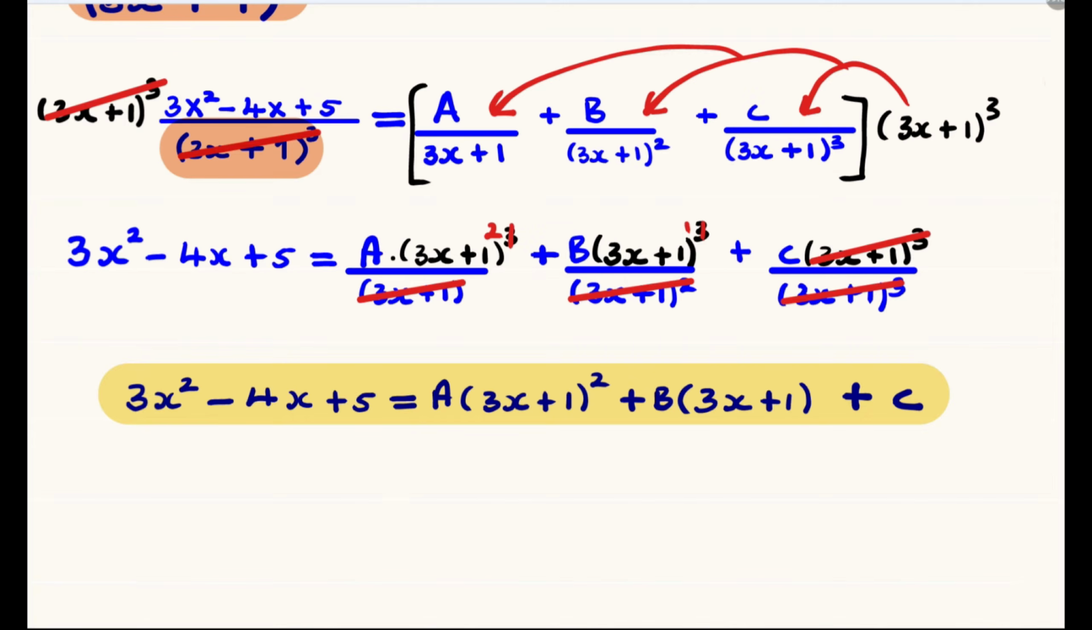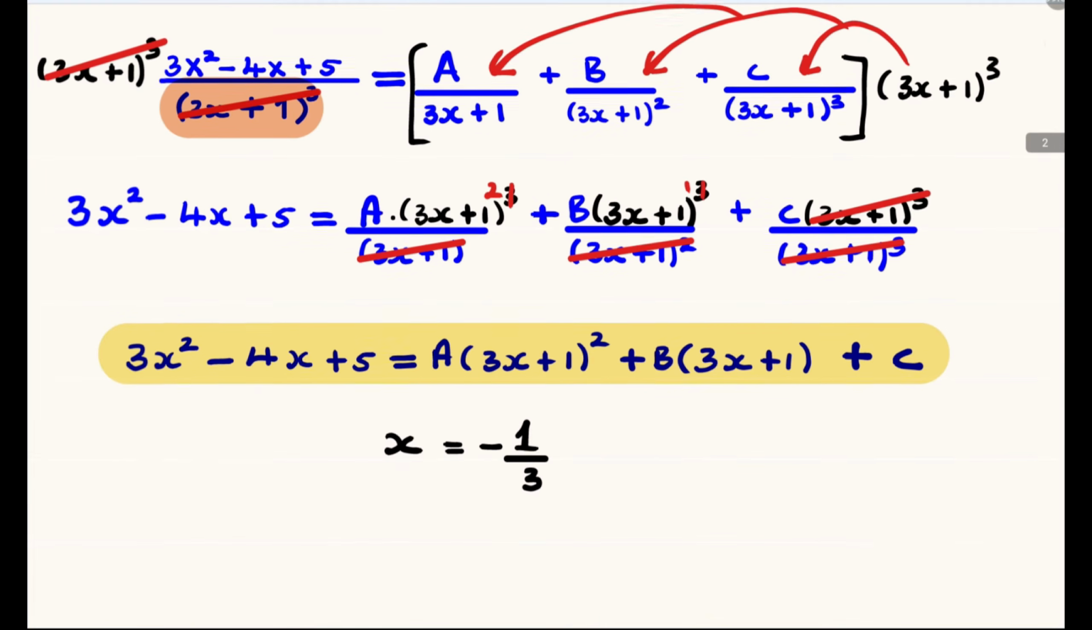For example, if we choose x is equal to negative 1 divided by 3, when we substitute x equals negative 1 over 3 there, 3 multiplied by negative 1 over 3 will be negative 1 plus that 1. And negative 1 plus 1 will be 0. Same applies to that term there. The 0 multiplied by that A will be 0, and even multiplied by that B will be 0. So we select x is equal to negative 1 over 3.